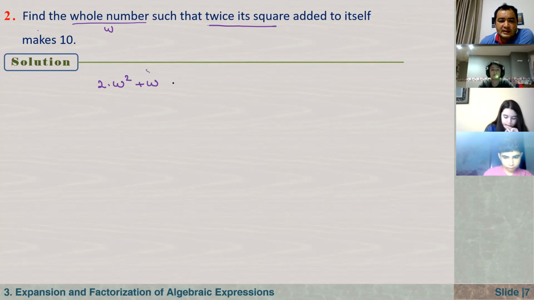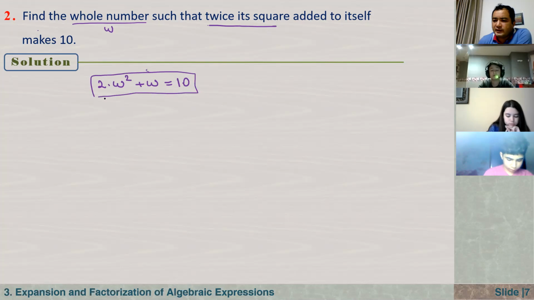Here we have w. That makes 10. That means that it will produce the value of 10. So that's equal to 10 here. So the whole thing here, such that twice its square added to itself makes 10, is described by this equation. Okay, that's why a single equation in math may describe a lot of different problems. Maybe the same equation, but a lot of different problems.